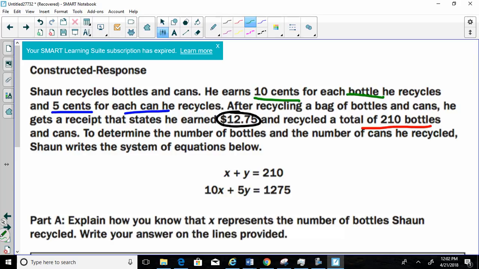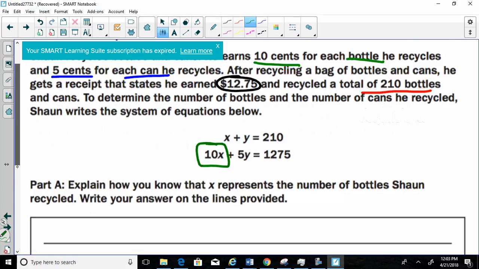So how do we know that x goes with bottles and not cans? Because bottles and cans are the same things, and bottles go with bottles. You have to match each unit. And he didn't label anything though. How do I know that y is cans? Oh, it's because on the second equation, we put 10x, and it was for each bottle. That's the answer. So in the second equation, he wrote 10x, and we know that 10 cents is how much it is for each bottle. Does that make sense? Mhm.